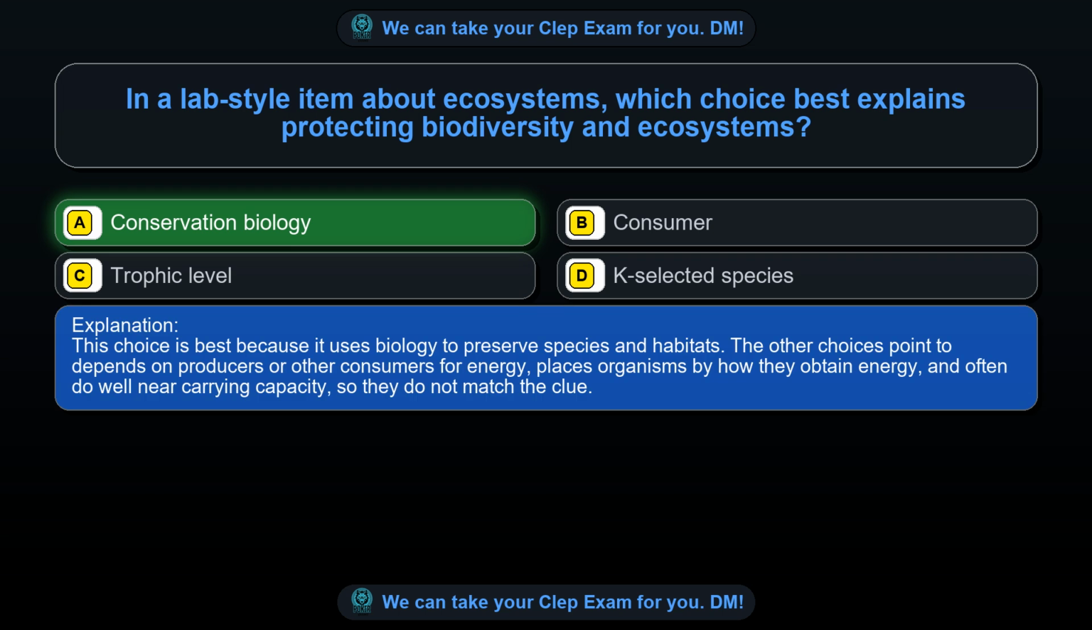This choice is best because it uses biology to preserve species and habitats. The other choices point to depends on producers or other consumers for energy, places organisms by how they obtain energy, and often do well near carrying capacity, so they do not match the clue.